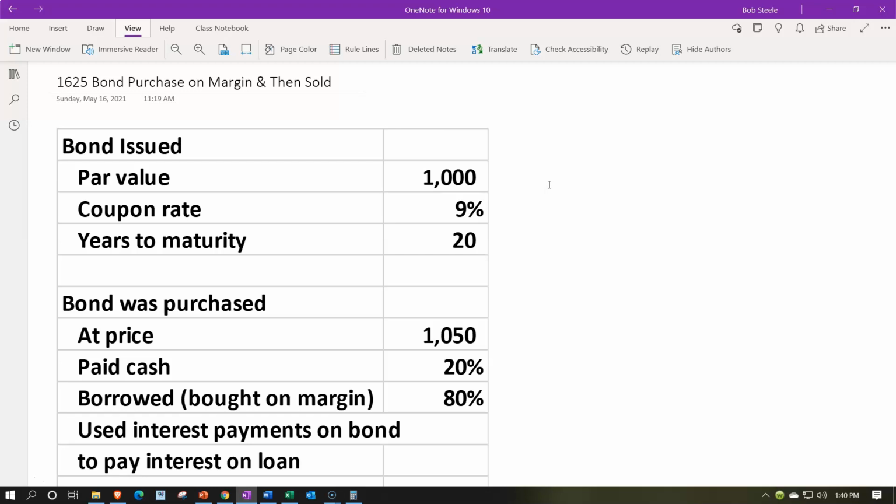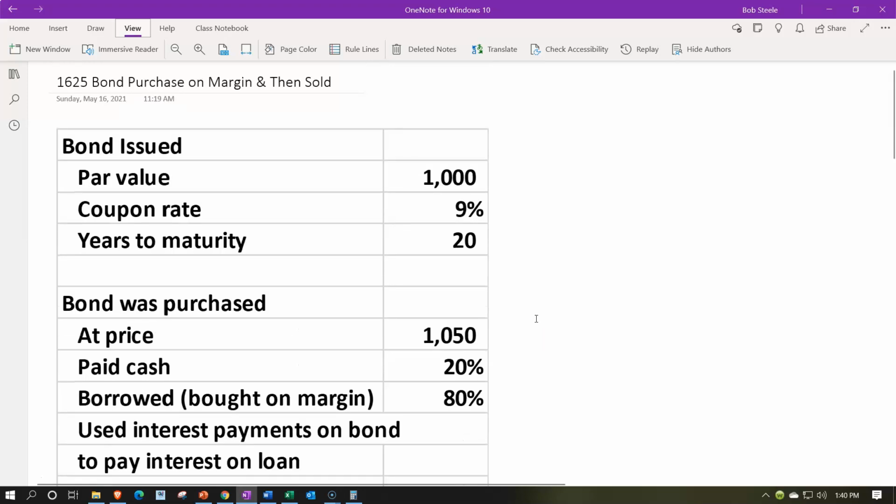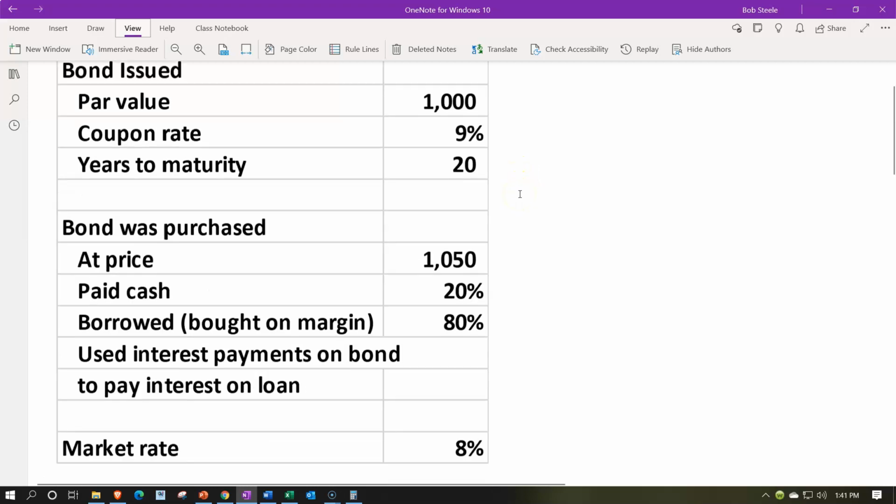We're going to be tacking on the new thing now, here being the purchase on margin and what the impact of that could be when we then sell it at a later point in time. So information: we have the bond that was issued. We're going to imagine at $1,000, the coupon rate 9%, years to maturity are 20. We're going to assume that we purchased the bond here, at a price of $1,050.